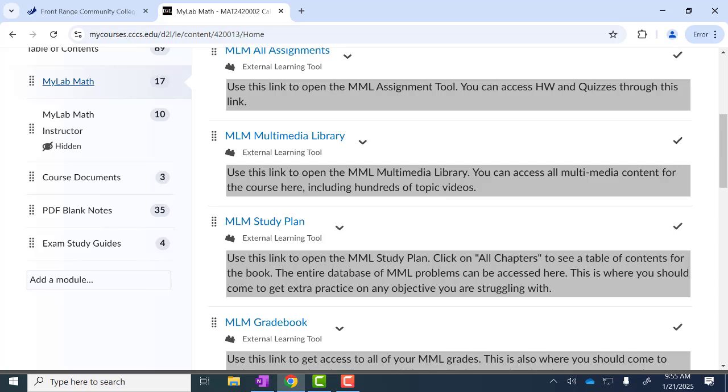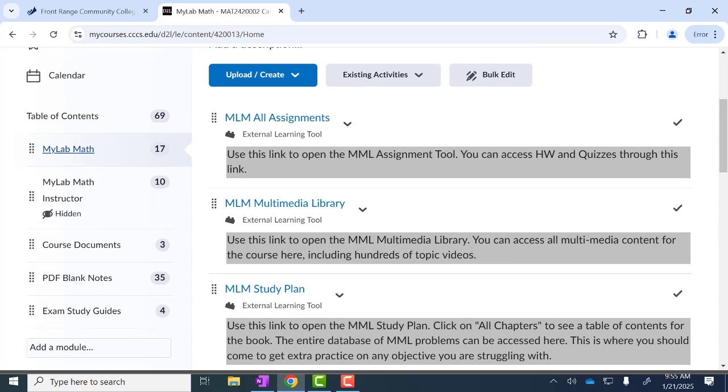And the study plan is similar. You can go in and drill down into Chapter 6, Section 5, and you just see everything that's available for Chapter 6, Section 5. So these two things have a lot of extra resources, a lot of good videos. You can get to those right there through MyMathLab.